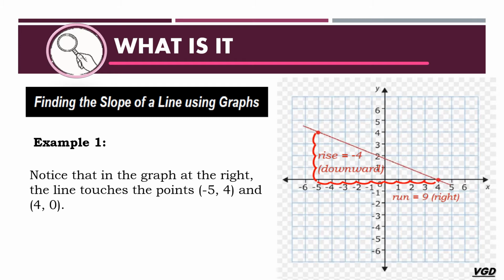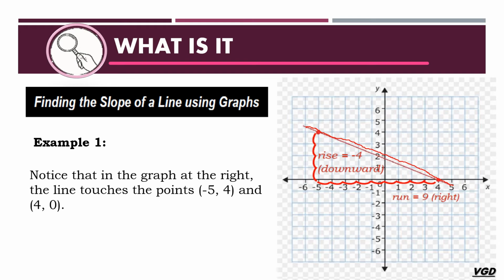Now we will have the third method in finding the slope of a line, and this time using graphs. So we have here example number 1. Notice that in the graph at the right, the line touches the points (-5, 4) and (4, 0). So in this case, this is the graph, and as you can see, the graph slants from left to right.